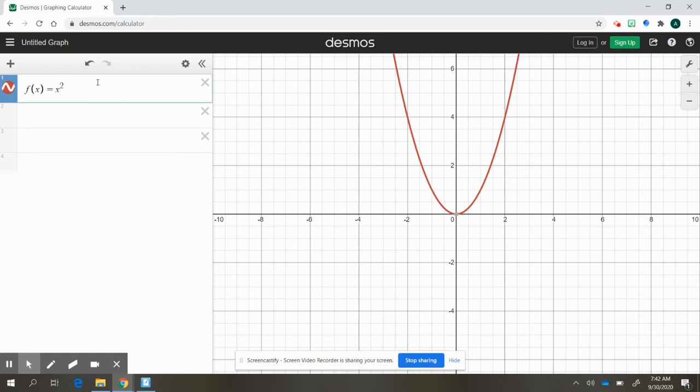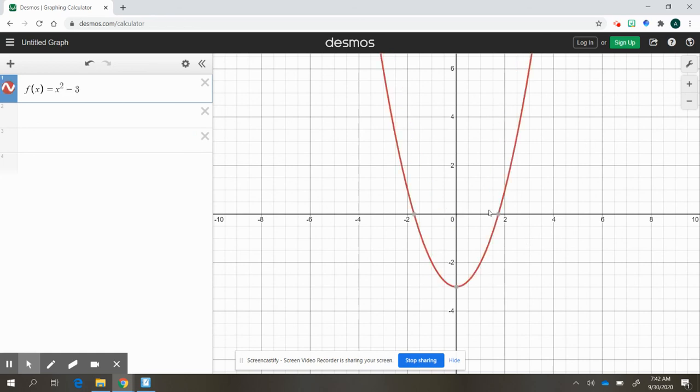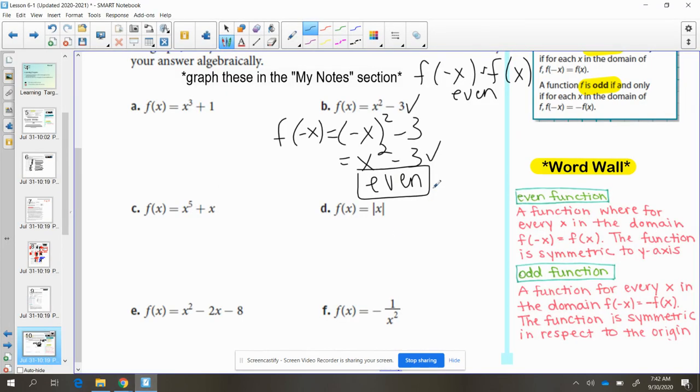If we type in x squared minus 3, symmetry to the y-axis tells you that this is an even function. So if you could fold this over the y-axis, this is an even function. That's another way of showing that it is even visually. Okay. Well, what about our odd functions?